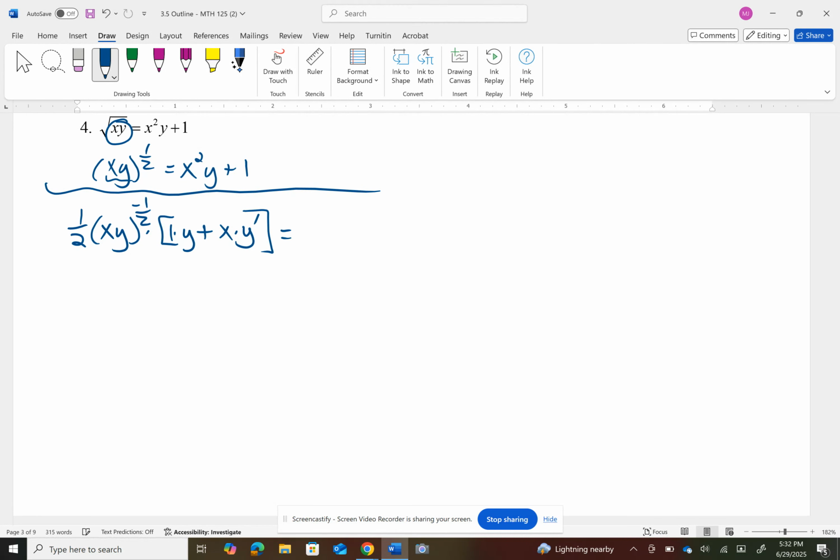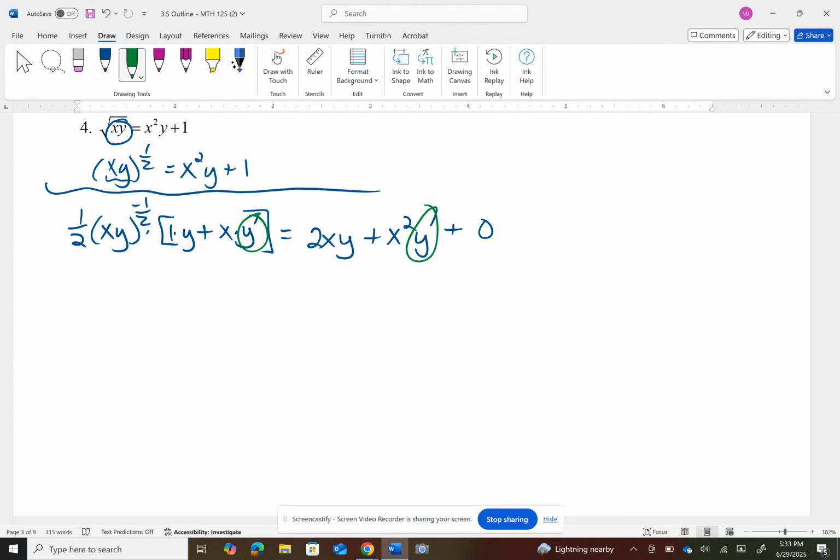Now I'm going to come over and do the derivative of x squared, which is 2x times y as is, plus x squared times y prime, and the derivative of 1 would be 0. Now I've got a y prime in a couple spots, here and here. So I'm going to work towards getting those two terms to where I can have them on one side and everything else on the other.